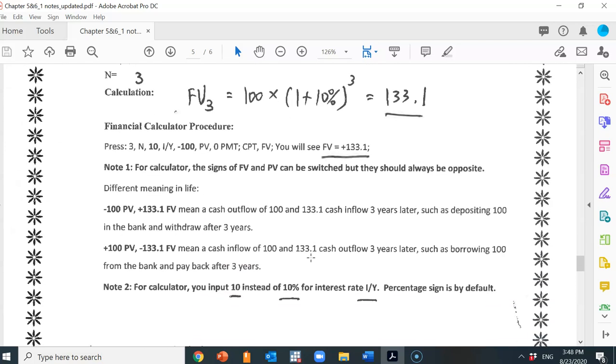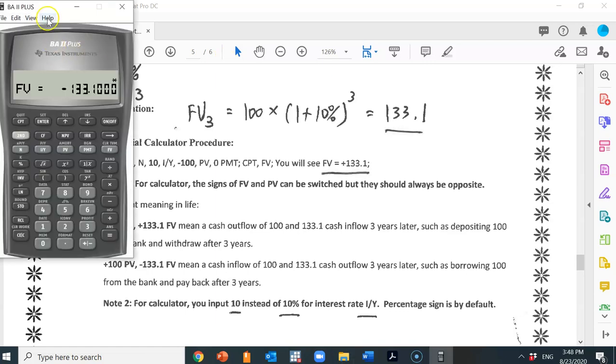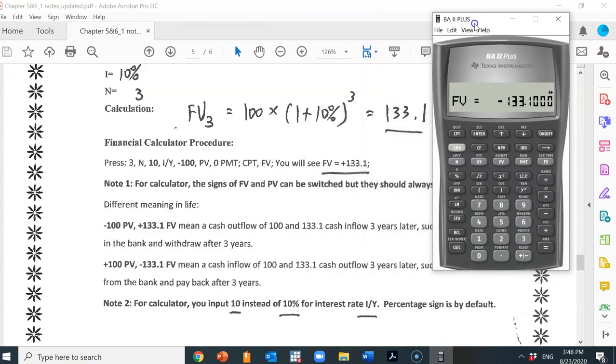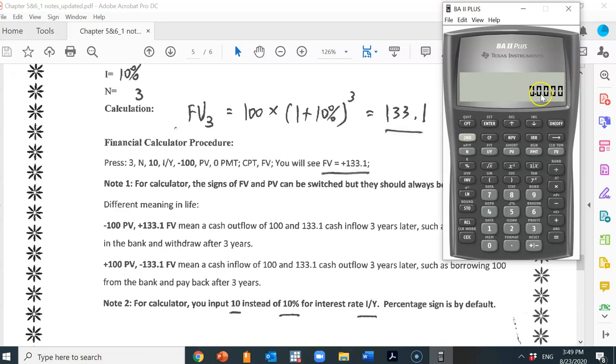Another way to work on this question is to use our financial calculator. Okay, so please bring or take out your financial calculator. Okay, it should look like what I'm showing here on the screen. You should turn on your financial calculator, and if you only see 2 decimals on your calculator, I recommend you press second here and then press format, which is the same button as the dot.